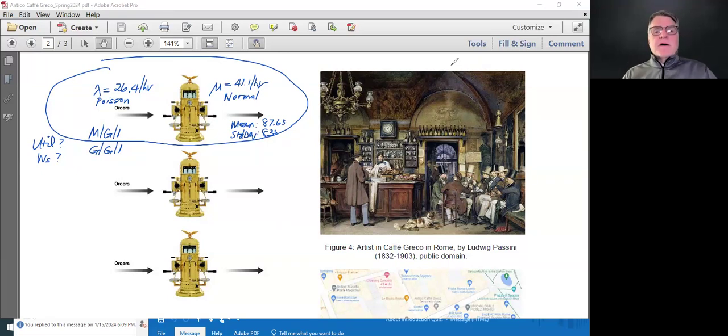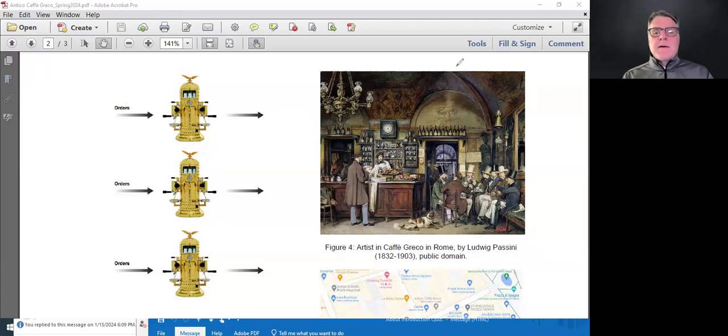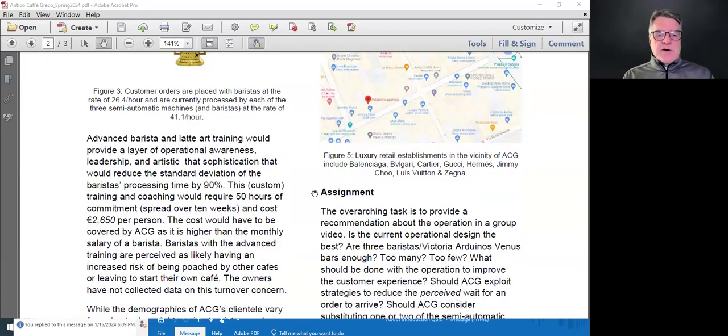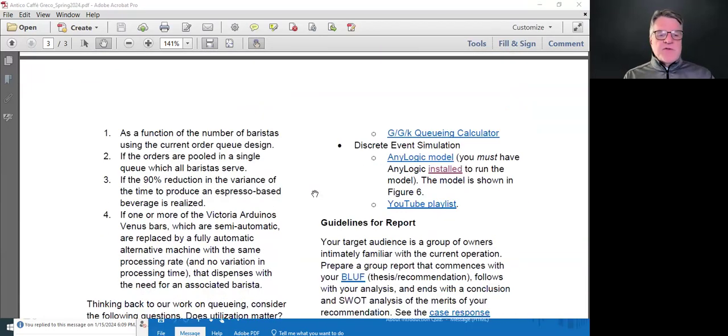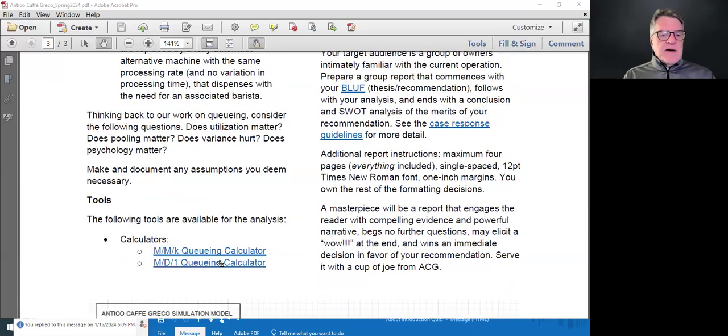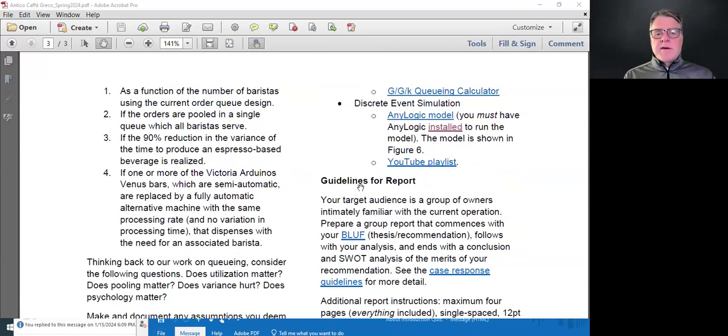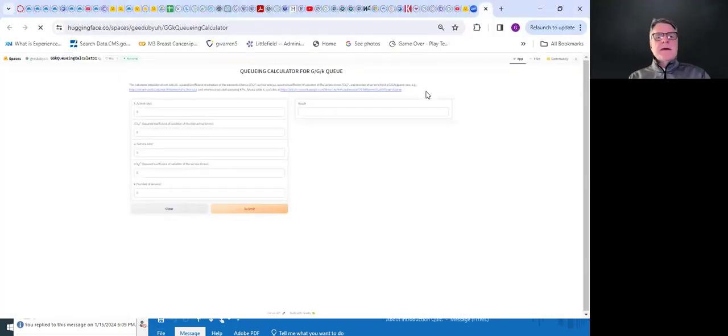So let's see where we are, clear these, and have a look at our calculators. The calculators are presented down here. I did include links to all three, but the one that we really need for this base case is the G/G/K.